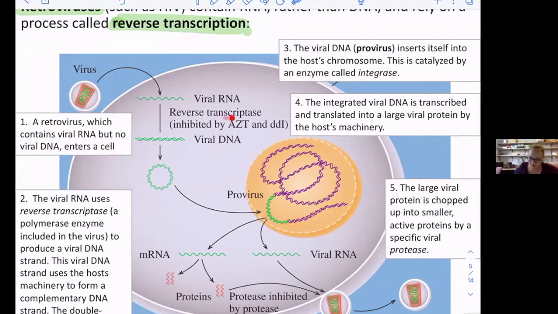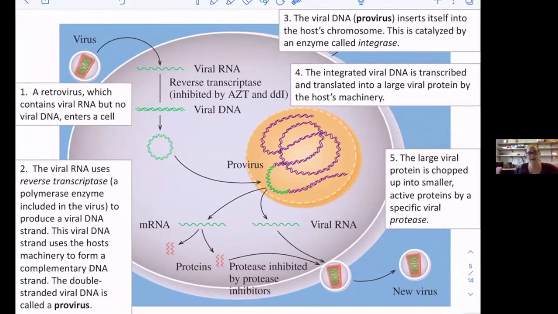There also is something called reverse transcriptase. What this will do is take the viral RNA, and that enzyme will go backwards and create a strand of DNA from the RNA. So it's kind of like a backwards process. That's why it's reverse transcriptase. You take the RNA, make a strand of DNA, then that DNA can be replicated. So now you have a full strand of DNA.